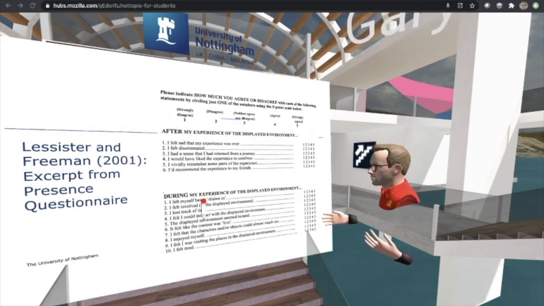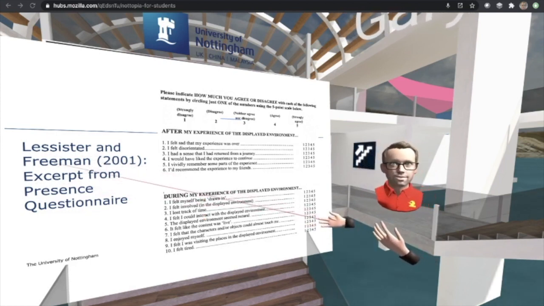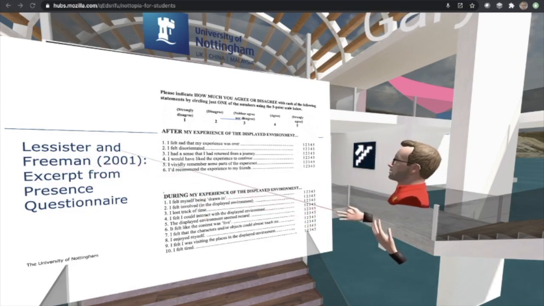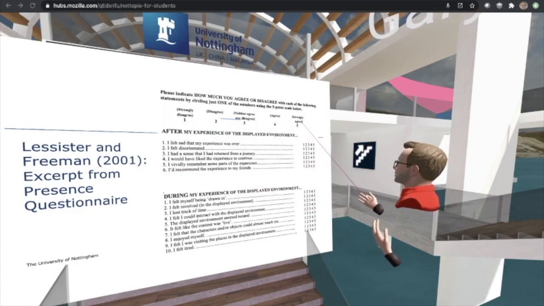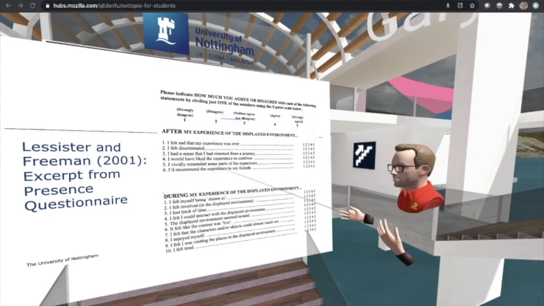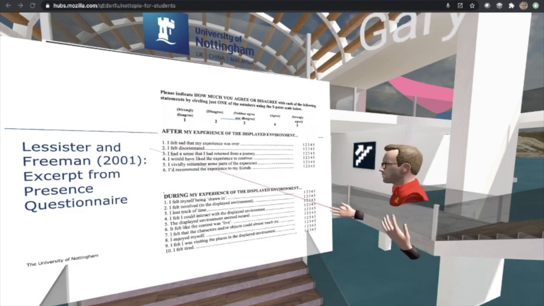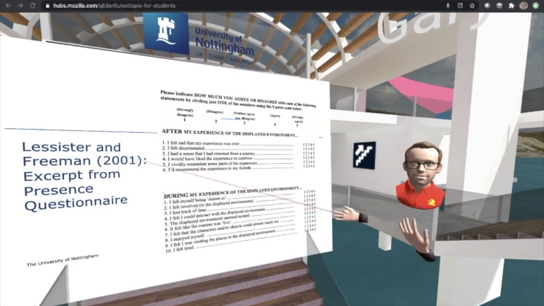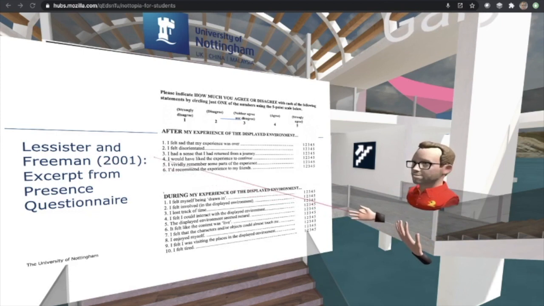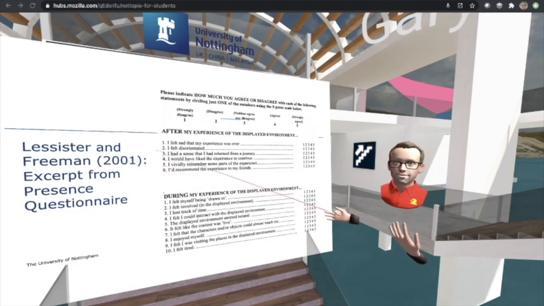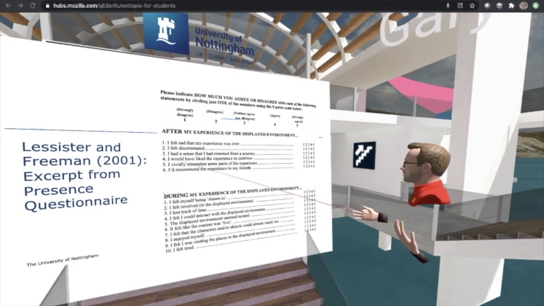And this just shows some of those questions from the Lessiter and Freeman questionnaire. So it's a 1 to 5 scale, strongly disagree to strongly agree, and there's a number of different questions. And this is just part of the questionnaire. There are many more questions than this within it. But just to point out a couple of them. You can see that some relate to emotions. I felt sad. My experience was over. I would have liked it to continue.